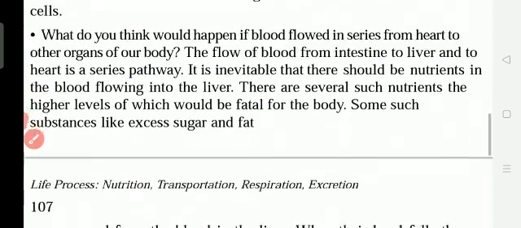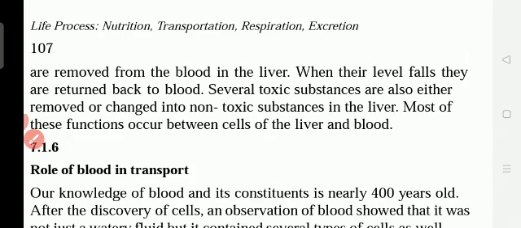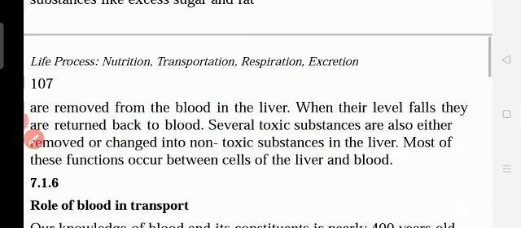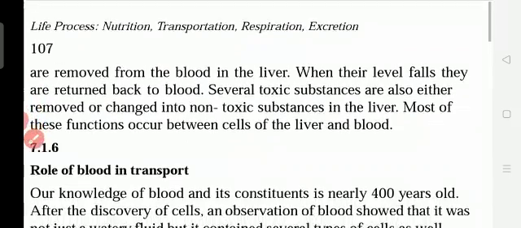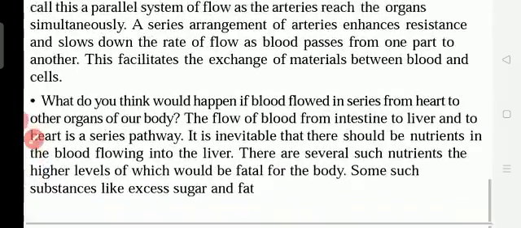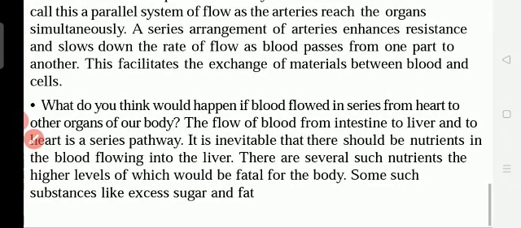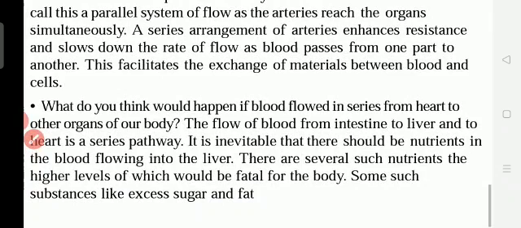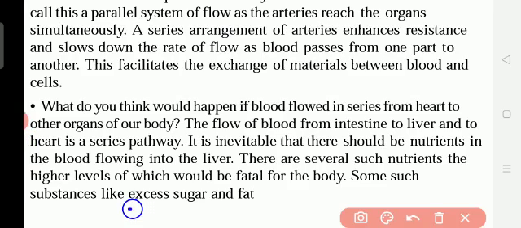What do you think would happen if blood flowed in series from the heart to the organs of our body? The arteries will be in parallel, not in series. The flow of blood from the intestine to the liver and to the heart is a series pathway. Blood flows through the arteries in a parallel way, not in a series way. If it flowed in series, enough food would not come to all parts of the body, which would be fatal for the body, meaning the person can die.